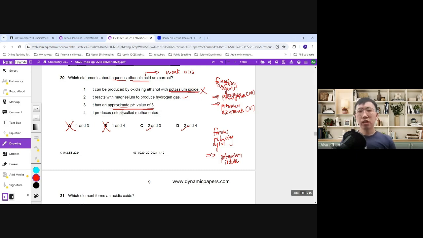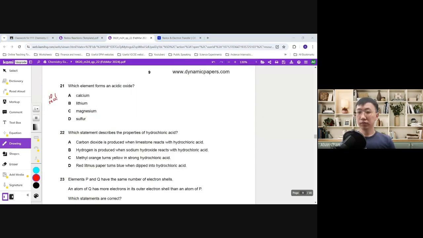All right. Now, it produces esters called methanoate. Eh? If you are ethanoic acid, you form ethanoate. If you are propanoic acid, you form propanoate. If you are butanoic acid, you form butanoate. So this one I can actually detect is wrong because methanoate, and this is ethanoate. So I knew it's wrong definitely, and I will cross number 4. Answer is C. 10 seconds.